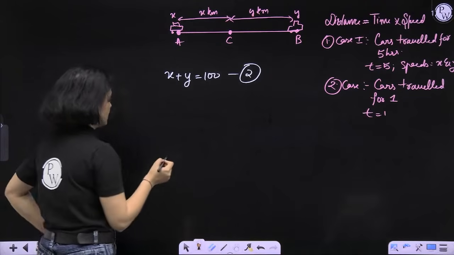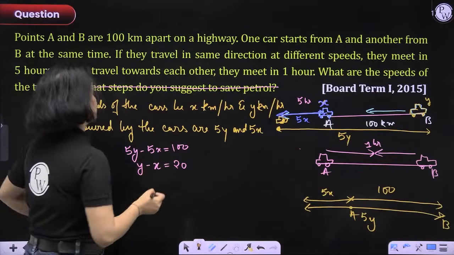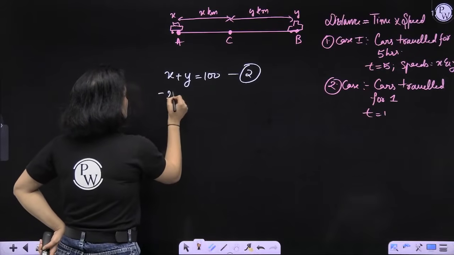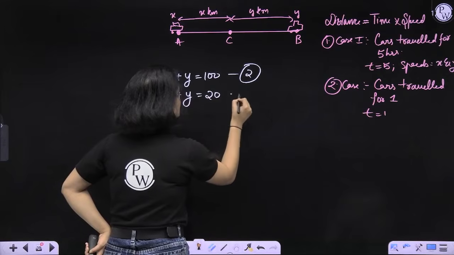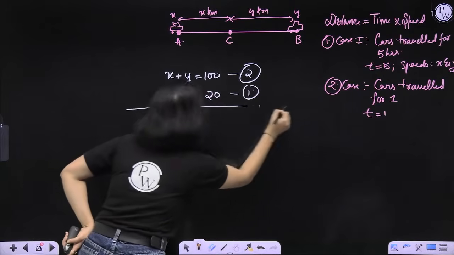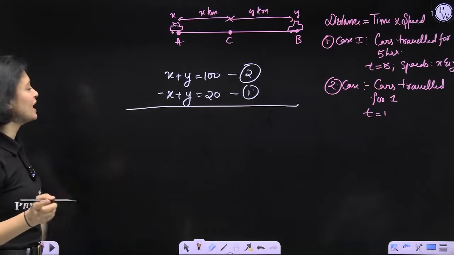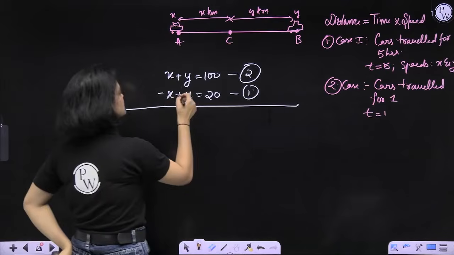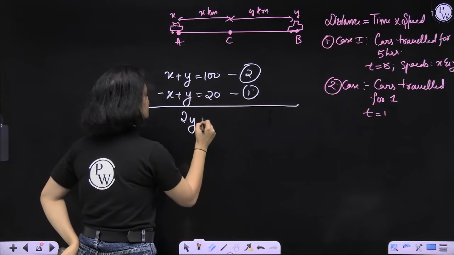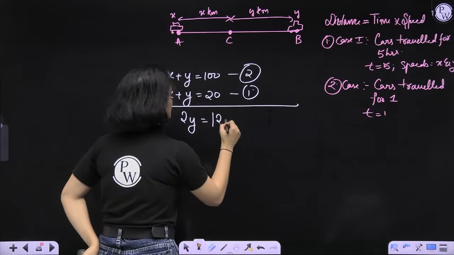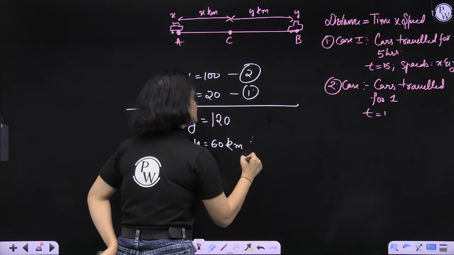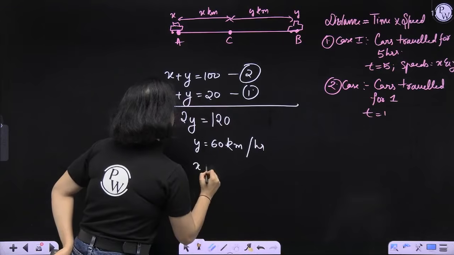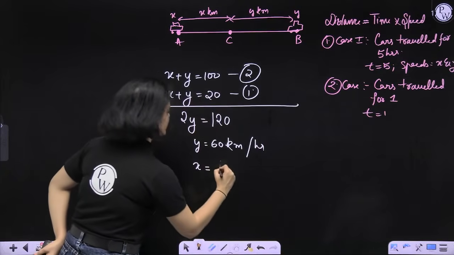So I'll write this here. Minus x plus y is equal to 20. This was equation number 1. Basically, we are simply going to add, because x will be eliminated. So this is gone. Y plus y is 2y. 100 plus 20 is 120. From here, y is equal to 60 kilometers per hour because it was speed. X is equal to 100 minus 60, 40 kilometers per hour.